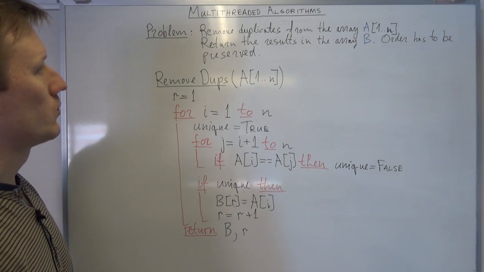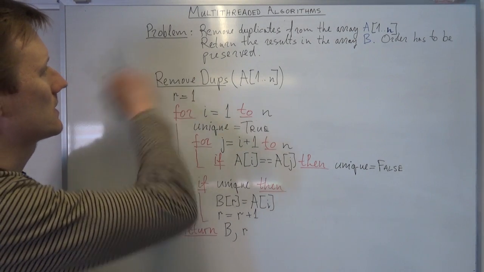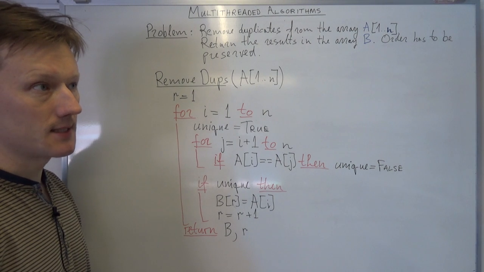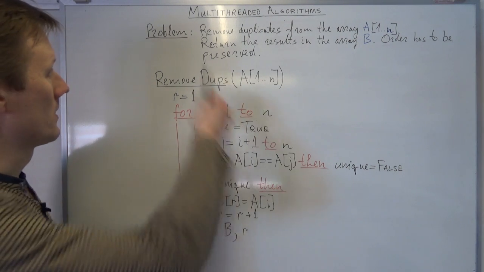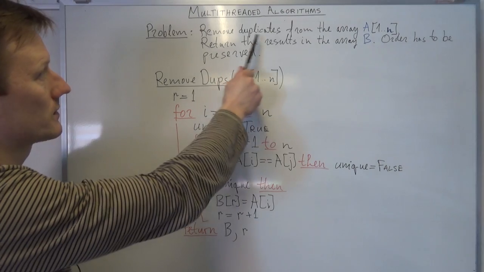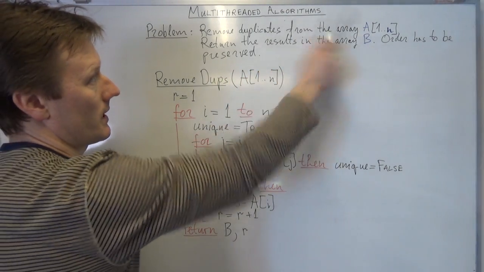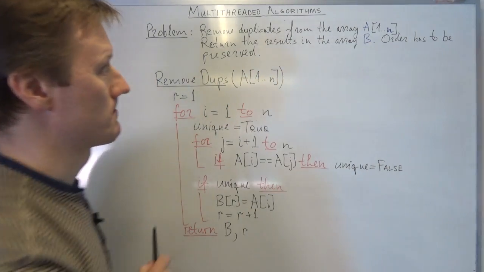So the problem that we are going to look at is the same problem that we had in the previous video, namely the problem of removing duplicates from an array of n numbers.